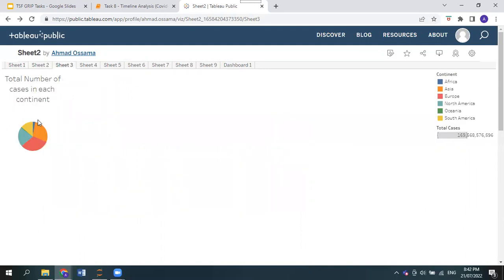Here we can see the total number of cases in each continent. Asia has the biggest number of cases, followed by Europe. I'm sorry, I mean Europe has the highest, then Asia, then North America.